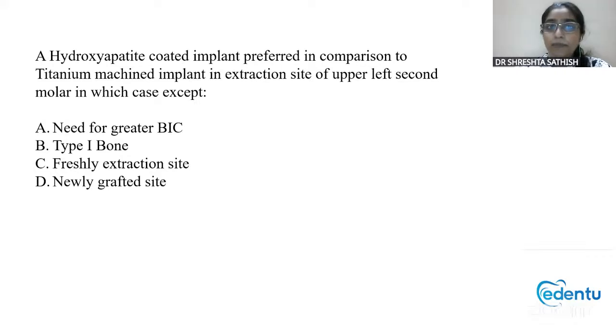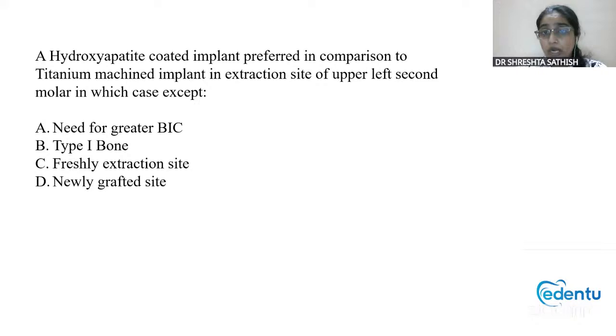A hydroxyapatite coated implant preferred in comparison to titanium machine implant in an extraction site of upper left second molar, in which case except need for greater bone implant connection, bone implant contact, type 1 bone, freshly extracted extraction site, or newly grafted site.